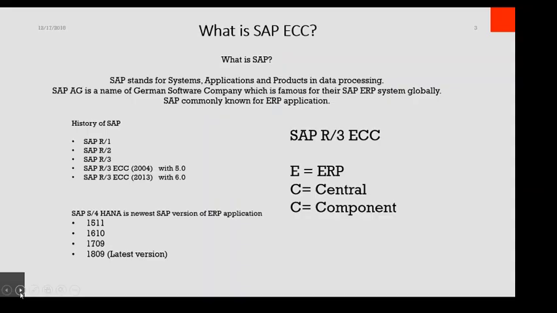So, what is SAP ECC? ECC stands for E for ERP, C for Central, and C for Component. So, ERP Central Component is the abbreviation.